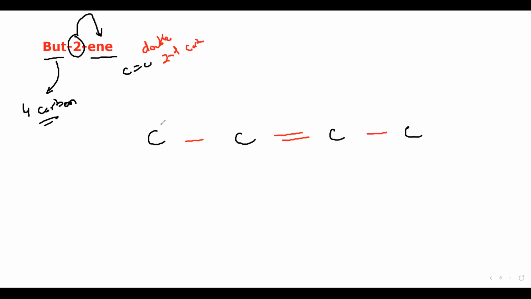Now we draw the hydrogen. On the left-hand side it will have 3 hydrogen. This one has 1, 2 and 3 bonds used, so it will have only 1 hydrogen. This one also has only 1 hydrogen, and this one has 1 bond, so the remaining 3 hydrogen. So this is how we completed the structure of but-2-ene.